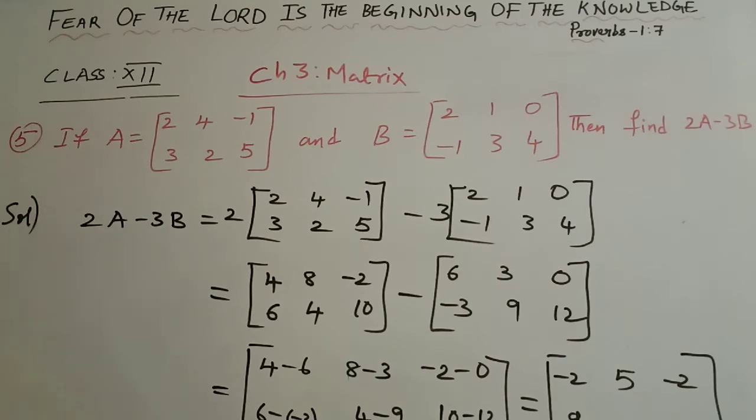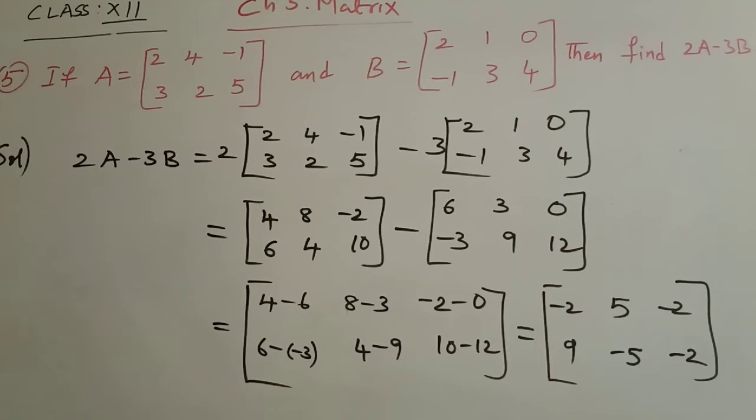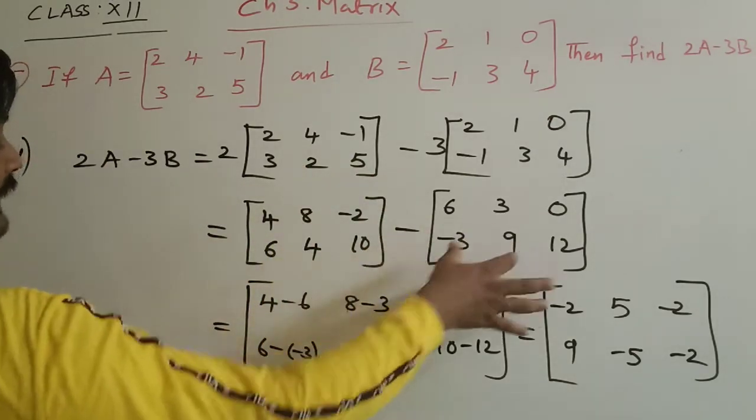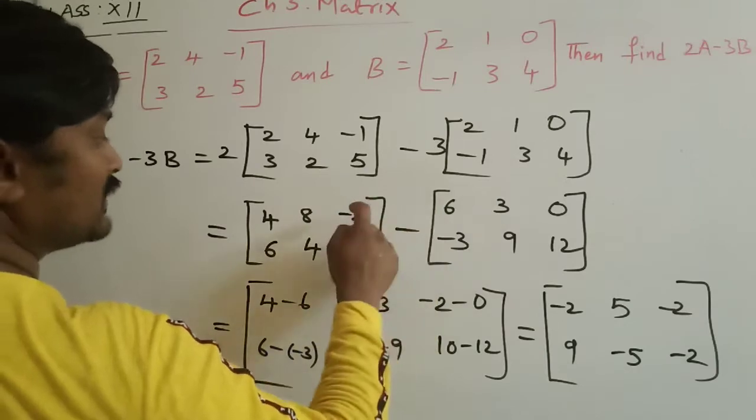This is about how to multiply. If a real number is given, that real number needs to be multiplied with the matrices, like this we have to multiply. Then you have to subtract, normal subtraction only, but here first element with first, second with second, third with third.